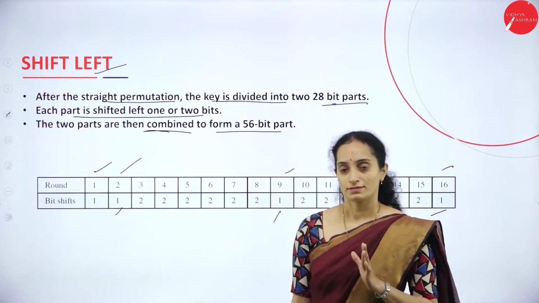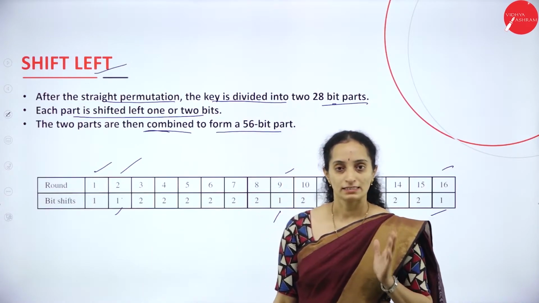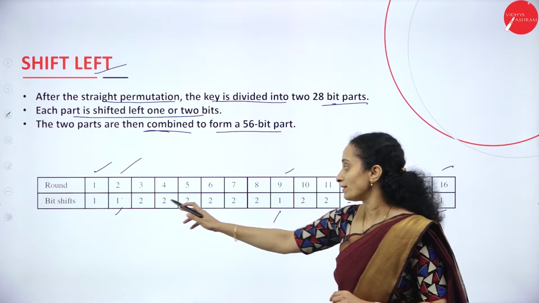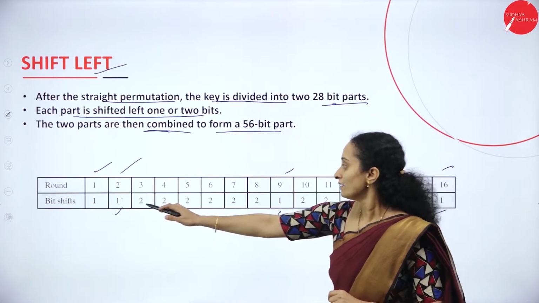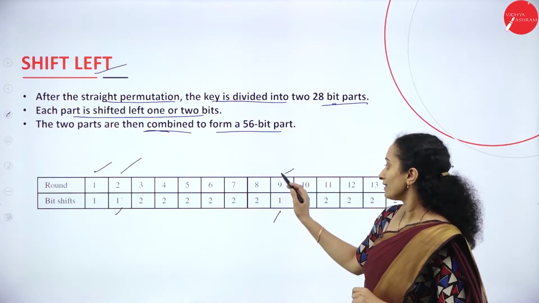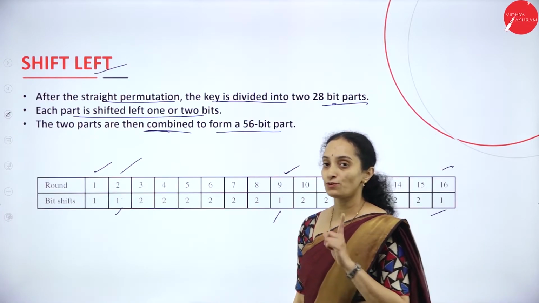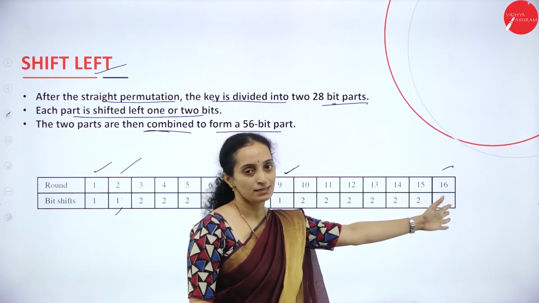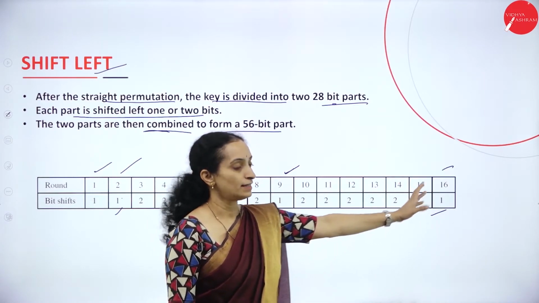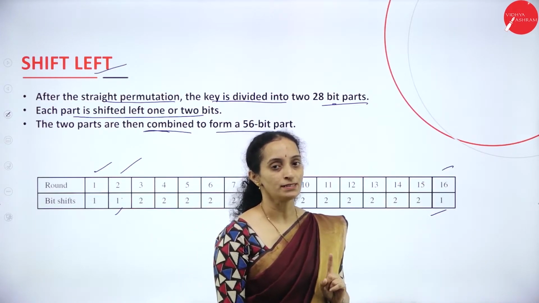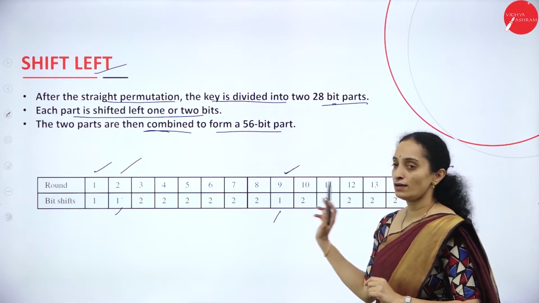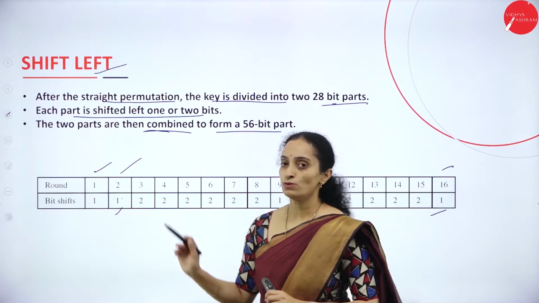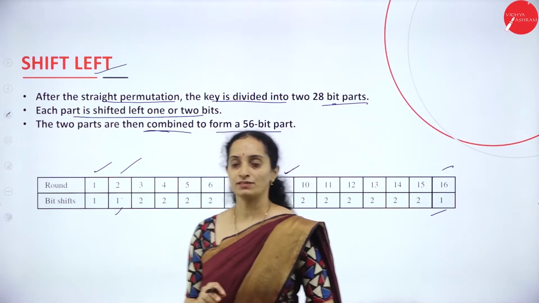In the second also, one bit will be shifted left. Then from rounds 2 to 9, the 8th round again shifts only one bit. Again from 9th to 16th, the last round in this set again shifts only one bit to the left. Other rounds will shift 2 bits per round. Per round, 2 bits will be shifted to the left position.